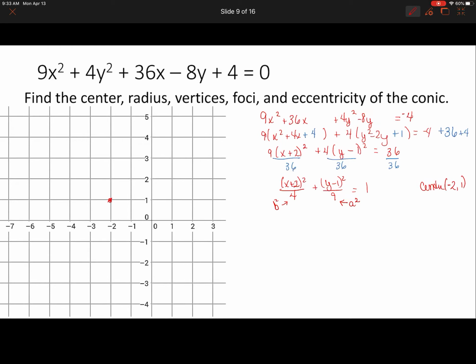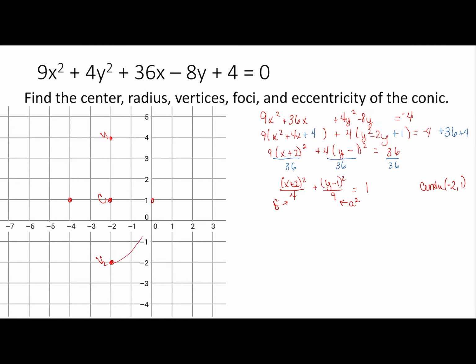My vertex is going 3 above and 3 below. So from the center, V sub 1 is 3 above, and V sub 2 is 3 below. Because b squared is 4, I'm going 2 to the right, 2 to the left, and I'm going to make my ellipse. And then my radius is non-existent again because this is not a circle. Some of our book tends to throw a few circles in here and there.